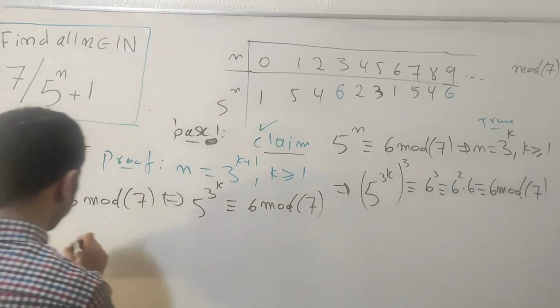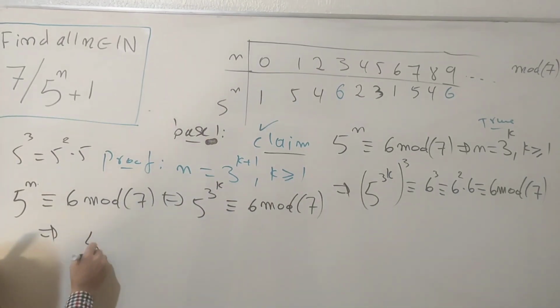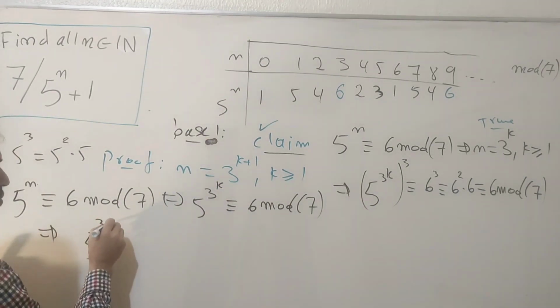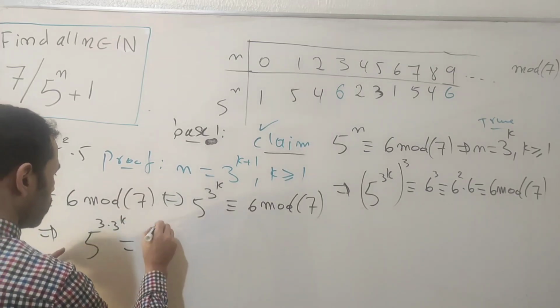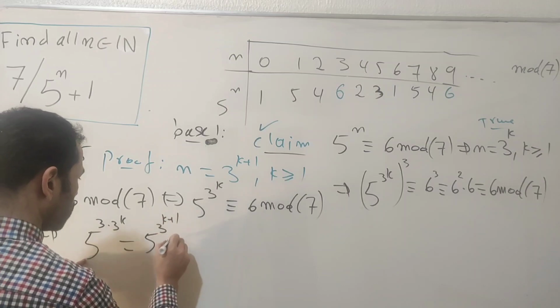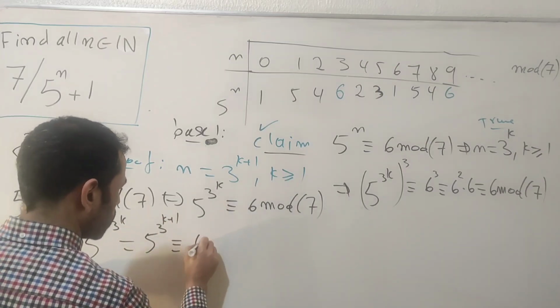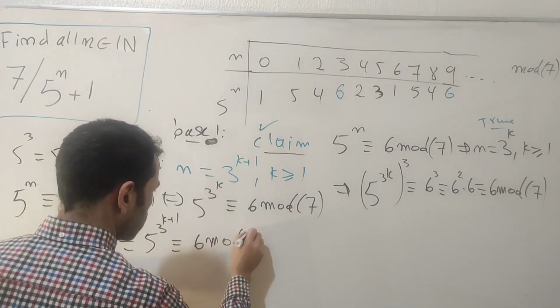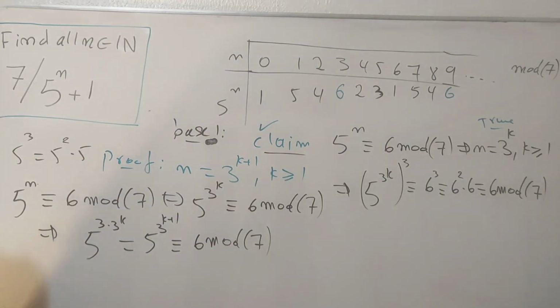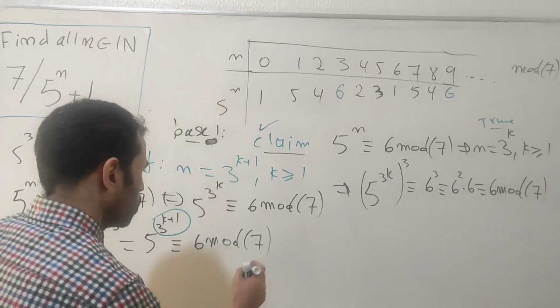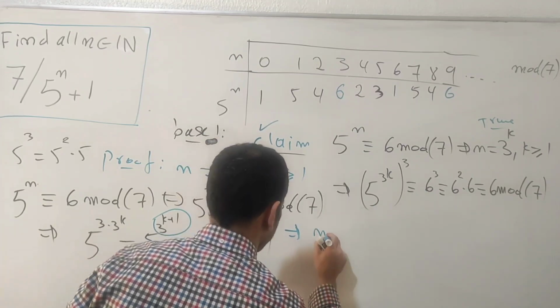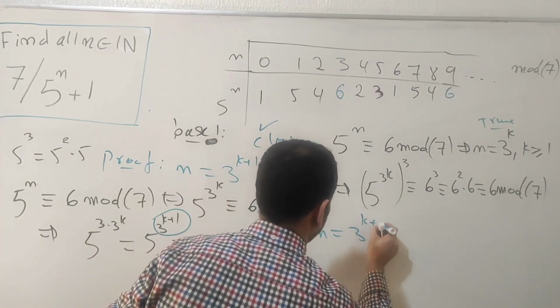So for this one, I get 5 to the power of 3 times 3 to the k, which equals 5 to the 3 to the k plus number 1, which is congruent to 6 mod 7. Okay, so let's replace this exponent with a value n, since we get exactly what we have here as an assumption. So this implies n equals 3 to the k plus number 1.